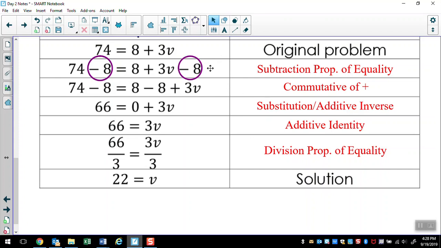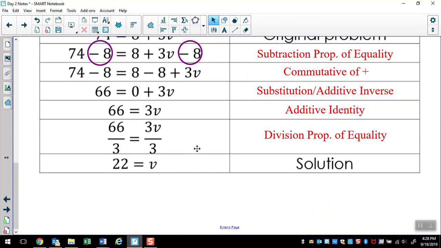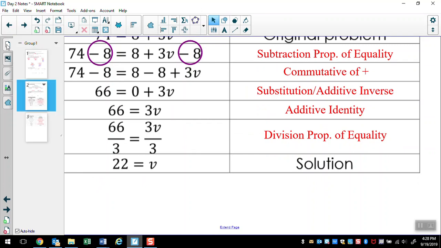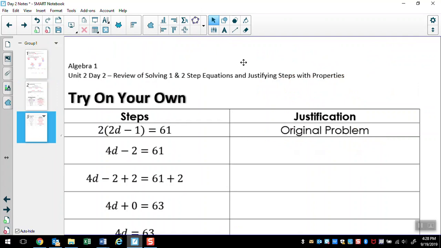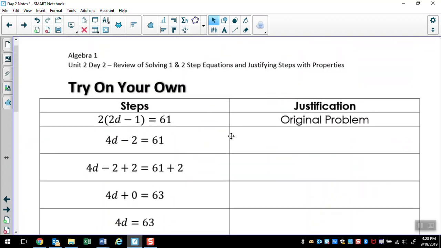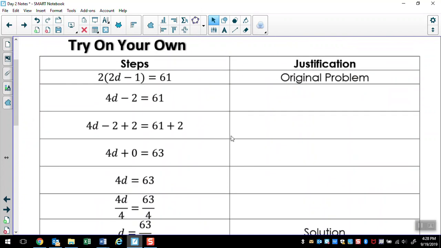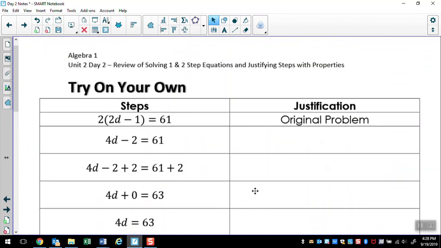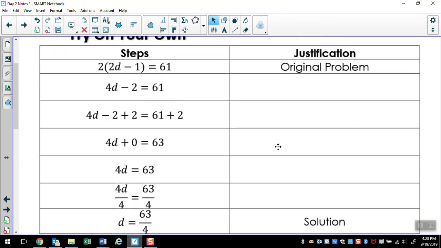Okay, so we're just going through and basically naming the properties that were used in each step of solving that equation. All right, so now I want you to go to the next page, okay? And I want you to try this one on your own. And this will be the last portion of your notes. So once I'm done, you can turn the video off. So go ahead, complete this on your own. You can turn the video off now. I'll see you guys in class.